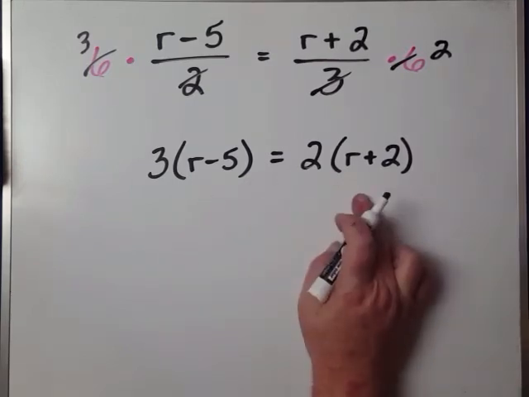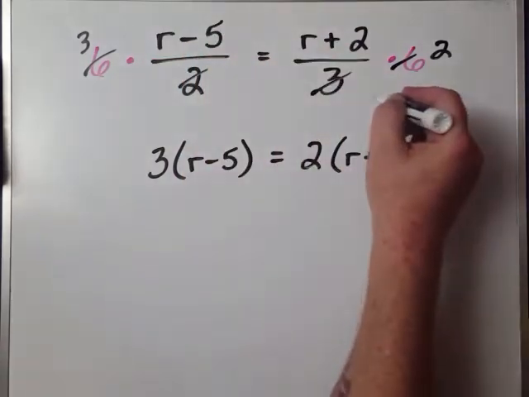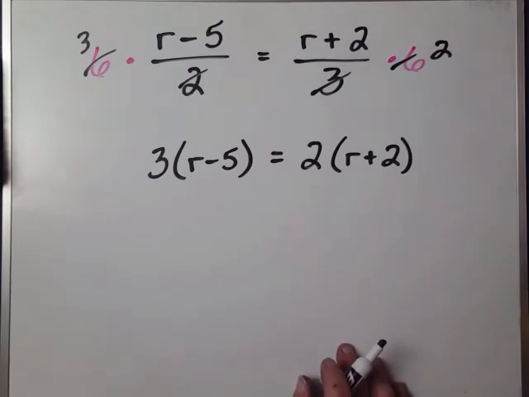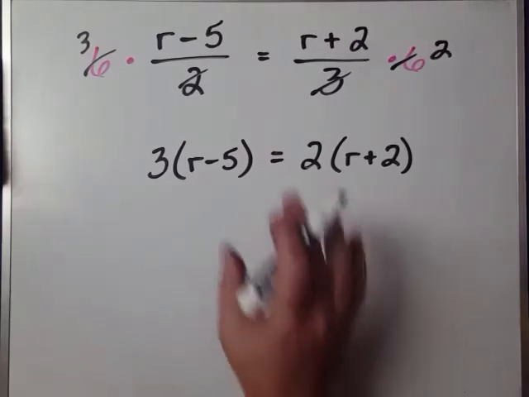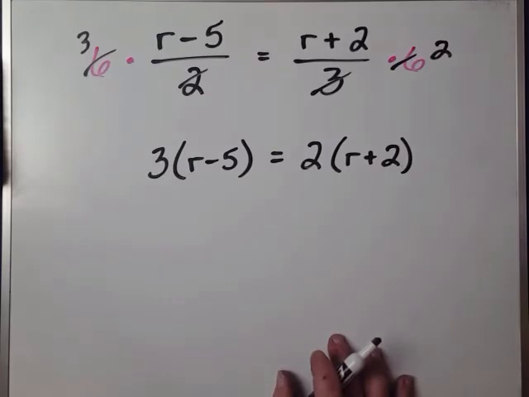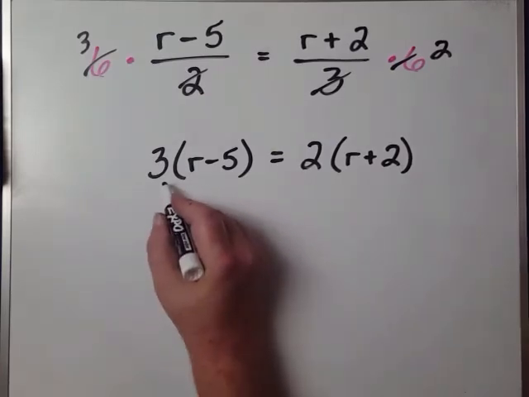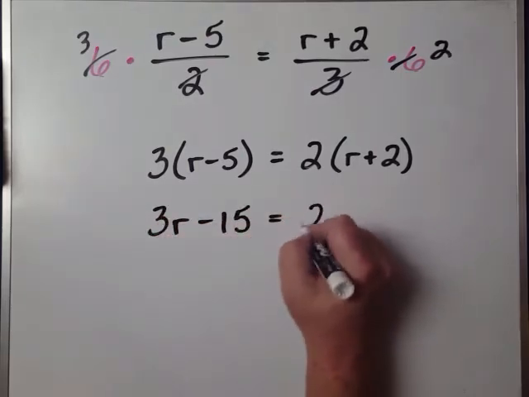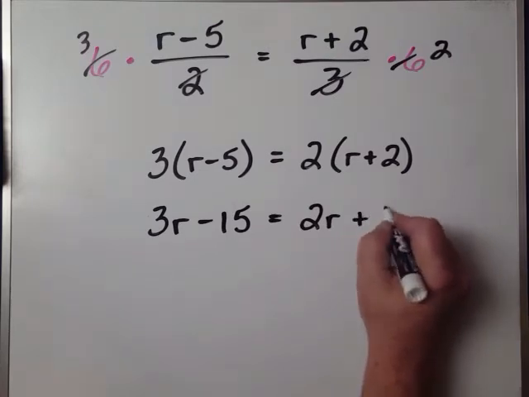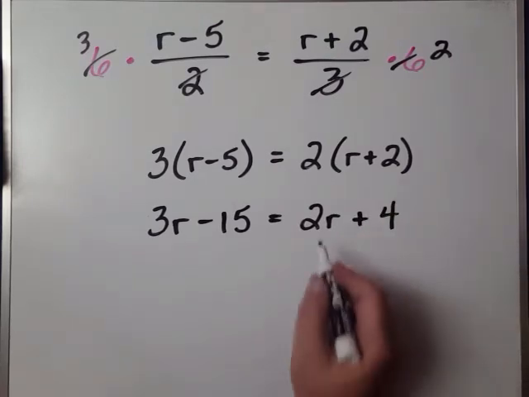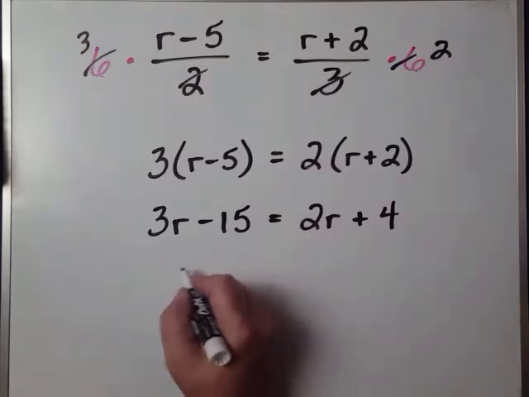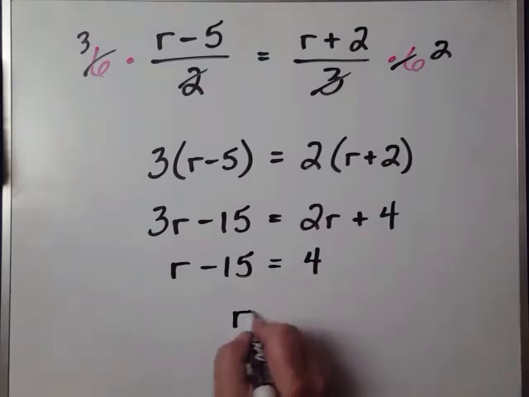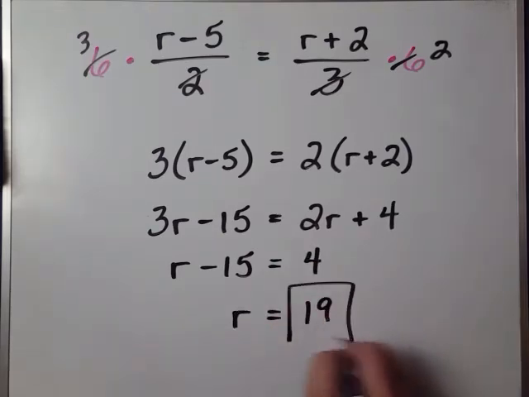Isn't this exactly the same thing you would have gotten by finding the cross products? Cross multiplying, setting the two cross products equal to each other, sure. But remember, that only works when it is a proportion. Simplify both sides. Distribute this 3. Distribute that 2. I'm going to subtract 2r from both sides. I'm going to add 15 to both sides. And I have my answer.